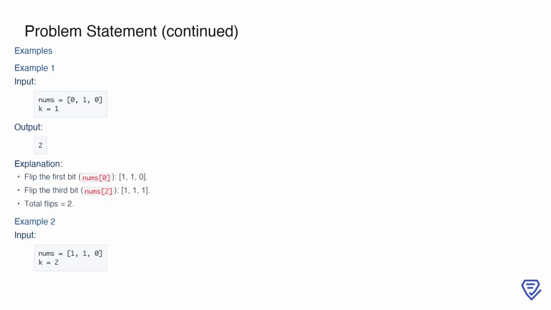In the second example, we are given nums equals [1, 1, 0], and k equals 2. Here, it is impossible to flip the array to make all elements 1 because the last 0 cannot form a subarray of size k equals 2. Since there's no way to meet the requirement, the output is -1.